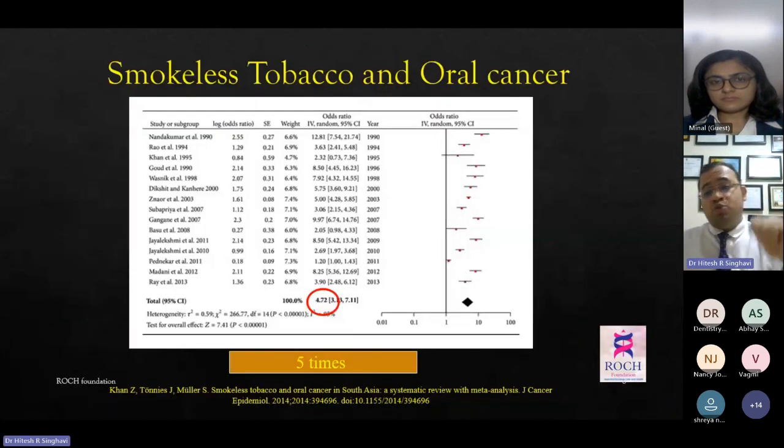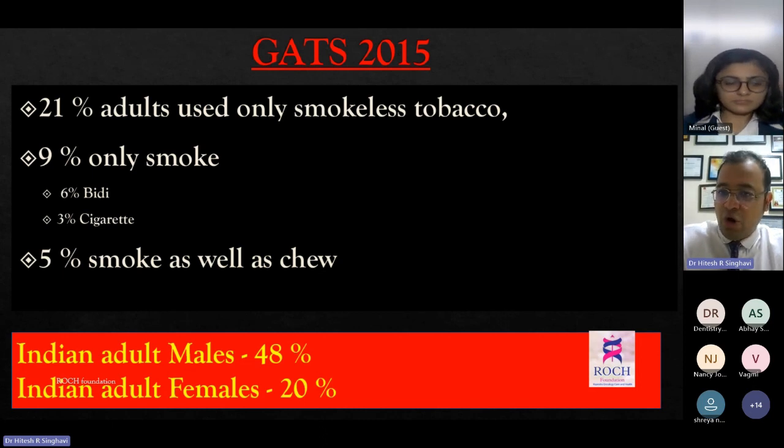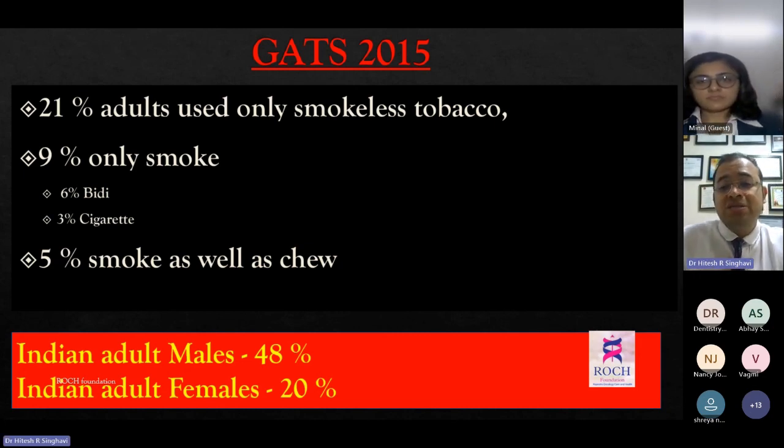Similarly, what about smokeless tobacco? Now, in the Indian subcontinent, according to GATS, the Global Adult Tobacco Survey, conducted in 2015 and monitored by WHO, 48% of all adult males, almost half of all the males in India, consume tobacco in some form. Similarly, for females it is 20%. And if you take the population of India, it is close to 30% of all adult Indians, that is 30 crore individuals, who consume tobacco in some form.